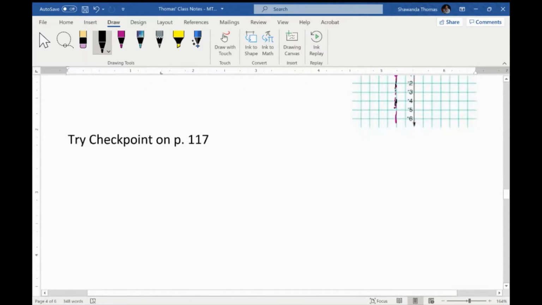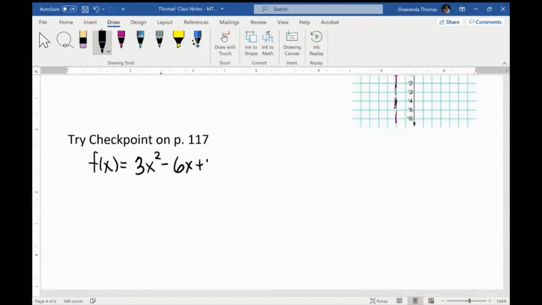Let's try. I'm going to give you one right now. Let's try this one. I'm going to give you a couple minutes to work on it. F of X equals 3x squared minus 6x plus 4. All right. I want you to put this general form in standard form.